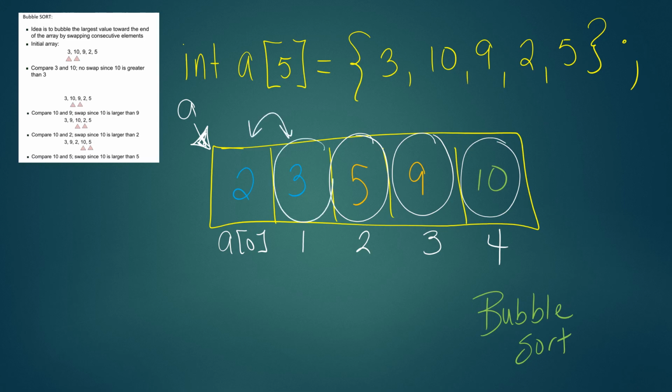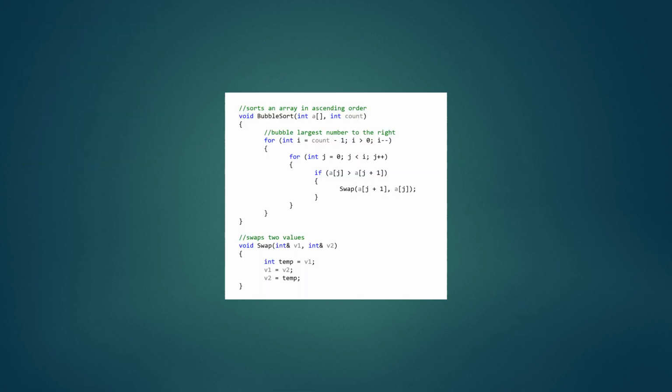So after the fourth pass, we do not need to do a fifth pass because we already know that the first element is going to be the smallest. So that's how bubble sort works. And here is the code for bubble sort, which is also on Canvas. So please take a look at it, and if you have any questions, please ask.